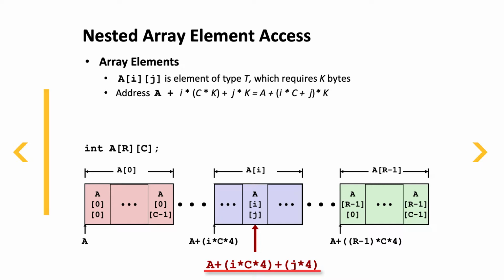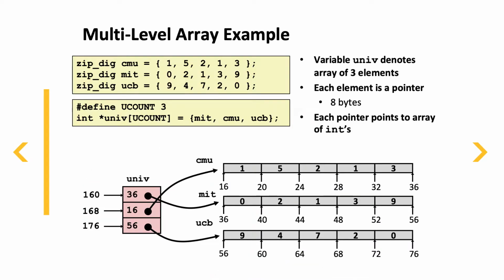So I'm just going to start with the address of the array, offset myself to the address of the row in question, then offset myself again using the second index to get to the individual element within that row that I'm looking for. So let's go ahead and tie this all together just to make sure we're clear on exactly what we're talking about.